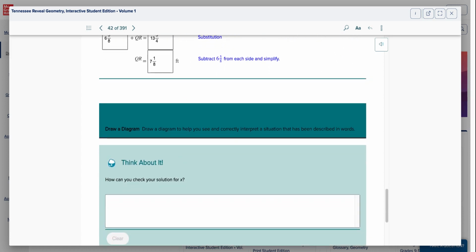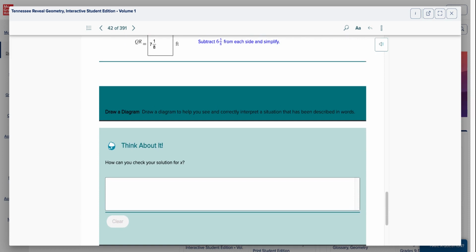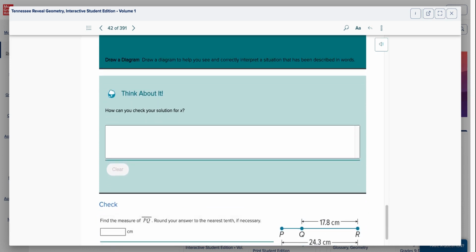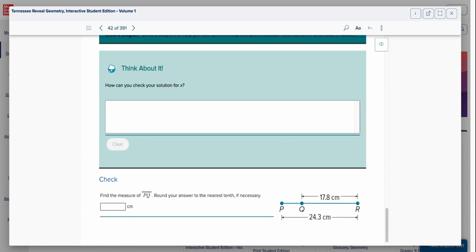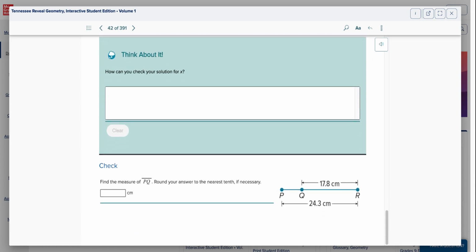All right, very good. Looks like I've got a check for understanding coming up. Looks like there's some extra stuff in here. You check your solution for x. I guess that's extra that's maybe in the computer program. Let's go down to check here. That's what's in your notebook.